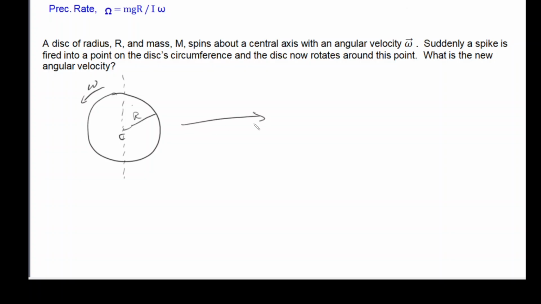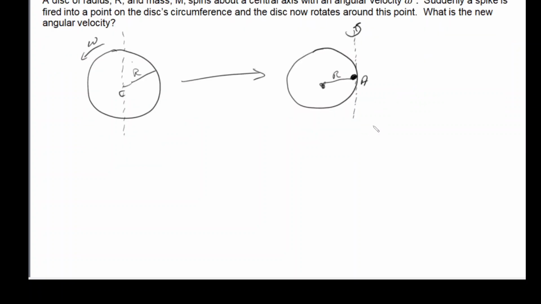And all of a sudden, a spike is fired into a point at the circumference. We'll call that point A, such that this is the new axis of rotation through point A, and it's now rotating about point A. And this is a distance r from the center of mass, which we know. And we want to know what is the new angular velocity of it going around point A.